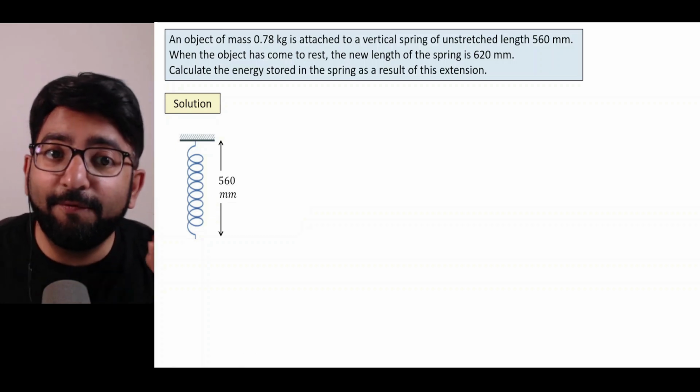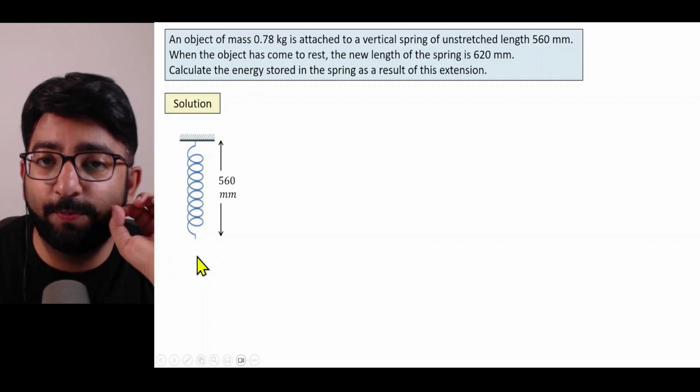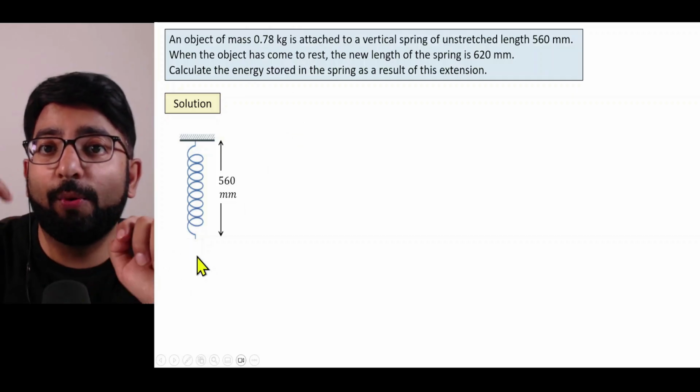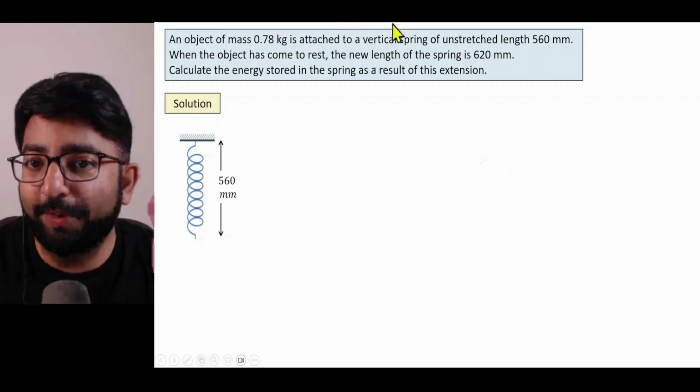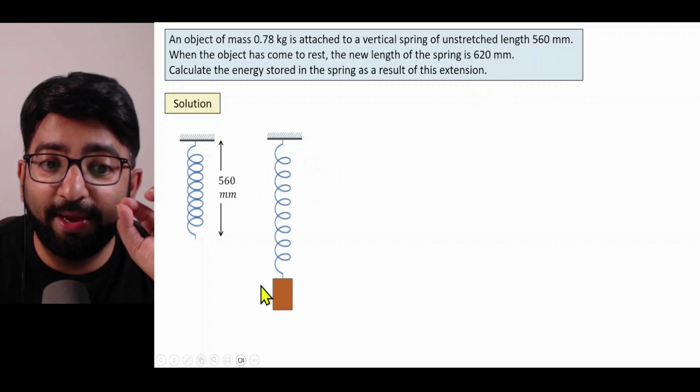Now analyze. If we put a box of mass 0.78 kilograms and attach it to the spring, it is of course going to extend. And the new length of the spring is given as 620 millimeters. So let's analyze this in a diagram. So here we have the box of mass 0.78 kilograms.